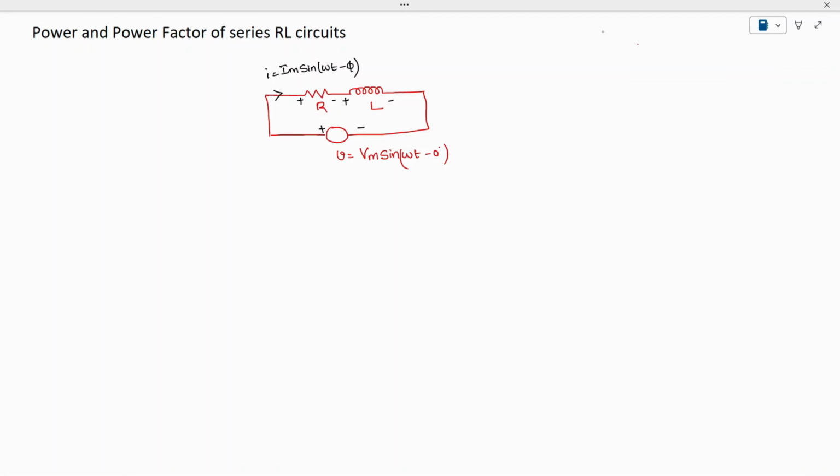Today we are going to see the remaining part of AC excitation of series RL circuit, and we are finding the power and the power factor.